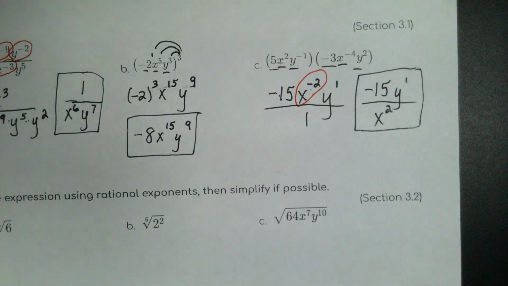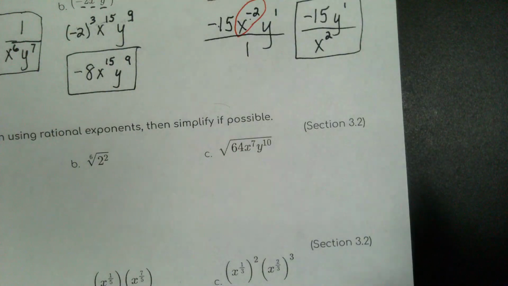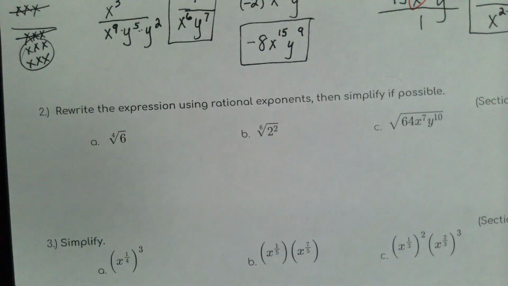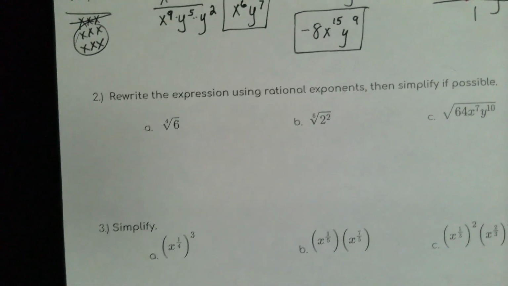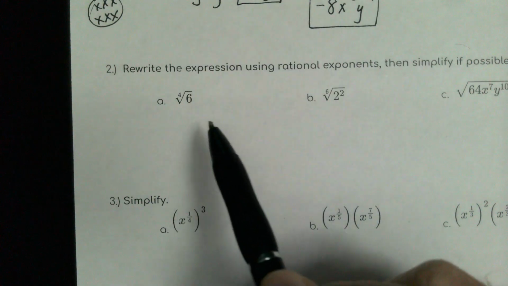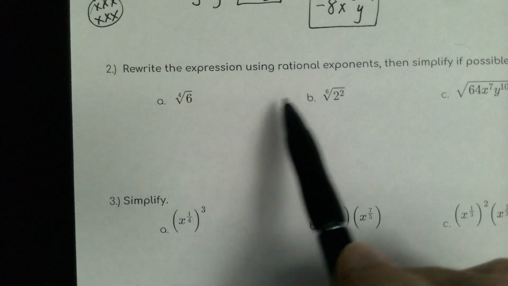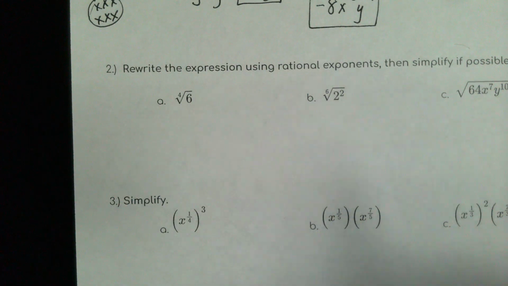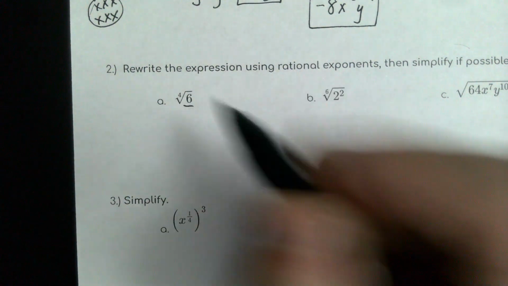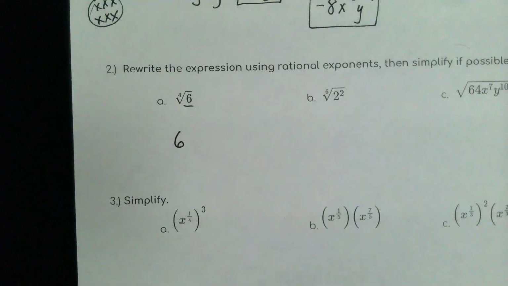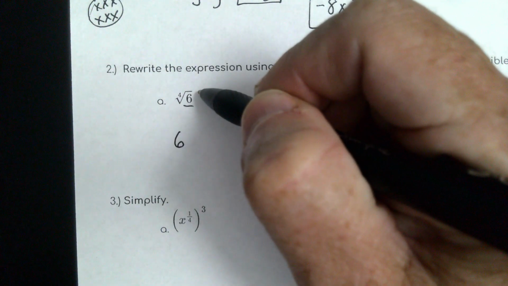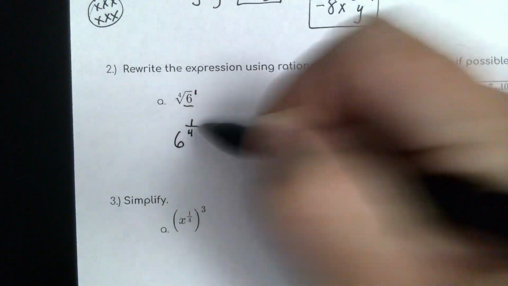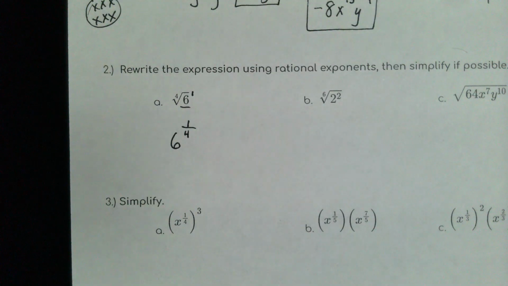Okay, moving on to 3.2, which is where we rewrote rational to radical and radical to rational. So in this first three, we're going to rewrite into rational exponents. So we're given the radical, and we're going to change it to exponent form. So you start with your base. That's a 6, and you raise it to whatever that exponent is. Remember, it's an invisible 1 over the index. So it's 6 to the 1/4.